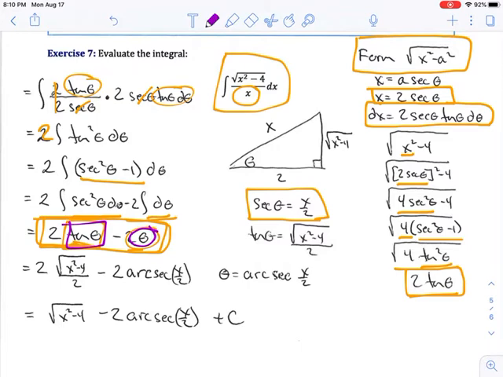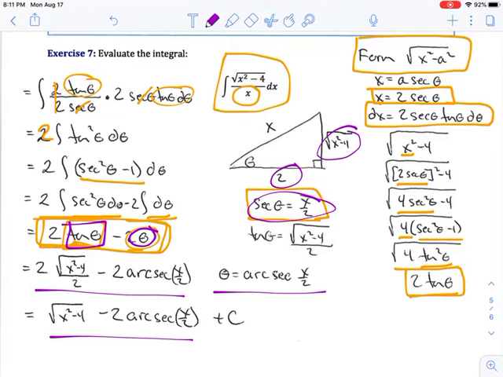Well, I've got secant. Once you've got all the parts of your right triangle, it's easy to figure out what tangent is. Tangent is the opposite over the adjacent. And then theta, we're just going to take the arcsecant of that. And so theta is equal to the arcsecant of x over 2. Substituting those in here, I simplified it a little bit. And voila, we are done. That's it. That one wasn't too bad.